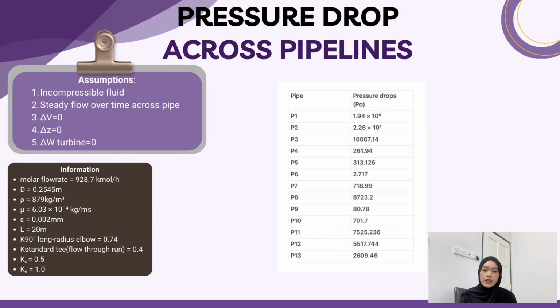We're going to calculate the pressure drop at the fourth pipe, so we need to assume that all the components are incompressible fluid with steady flow, where the mass flow in will equal the mass flow out, and there's no change in velocity, height, and also no work of turbine since there's no turbine in the system. And these are the information available at the inlet stream of P4.